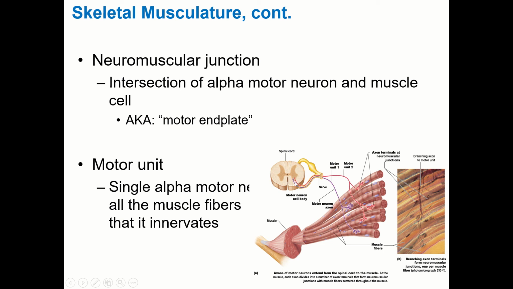As opposed to the red one, you can see this neuron goes out here and separates and attaches to 3 different muscle cells. So the red motor unit is the larger of the two, because the red alpha motor neuron innervates 3 muscle fibers, purple only innervates 2. So the purple one's the small motor unit. In this example, the red one is the larger of the 2 motor units.